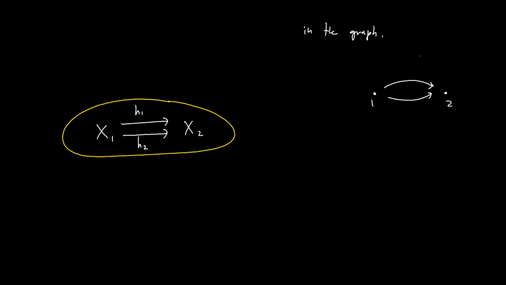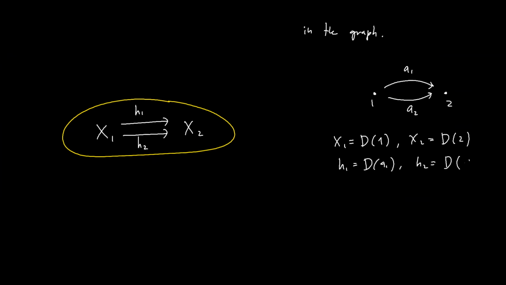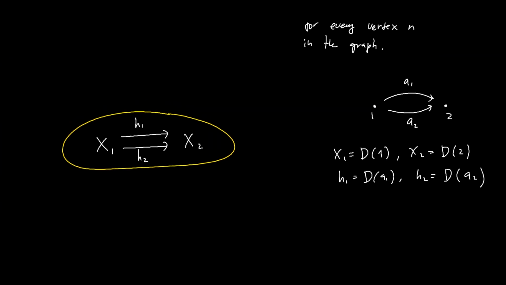If I call these A1, A2, then I can think of my x1 as d of 1, x2 as d of 2, h1 as d of a1, and h2 as d of a2. With the remark that it's possible that d of 1 turns out to be equal to d of 2, like in a sequence, when you take a limit of a sequence, you can have repetitive terms, right? That's why we want maybe a sequence and not necessarily a set.